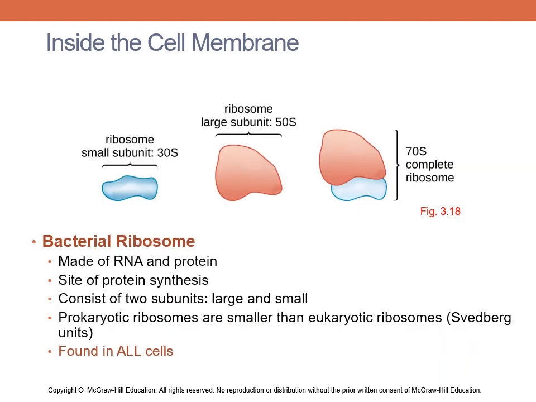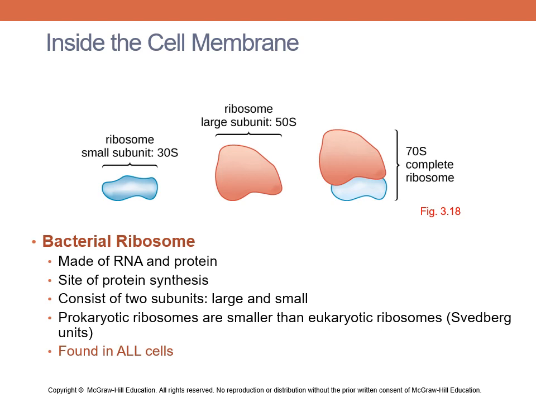The bacterial ribosome is also inside of the cytoplasm and is composed of ribosomal RNA and protein, and it's the organelle that produces proteins. The ribosome consists of a large and a small subunit that come together to make the complete ribosome. Prokaryotic ribosomes are much smaller than eukaryotic ribosomes. Prokaryotic ribosomes are 70S, where the large subunit is 50S and the small subunit is 30S.